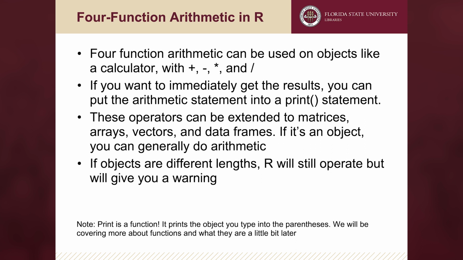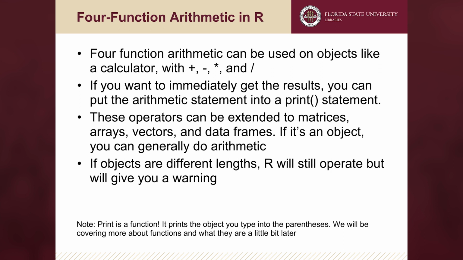Okay, so you can do basic arithmetic with objects in R using the plus sign, minus sign, the asterisk for multiplication, and a slash for division. If you want to see the results, you can use a print statement. So you'd write print, open parentheses, 2 + 2, and close parentheses. That's how you do a simple addition problem.